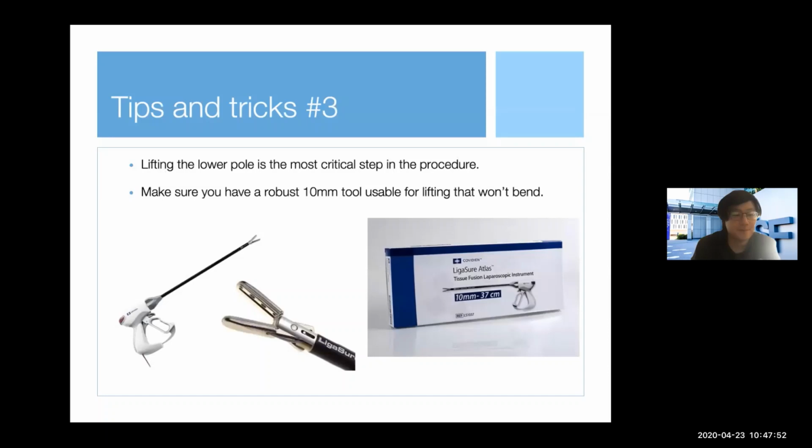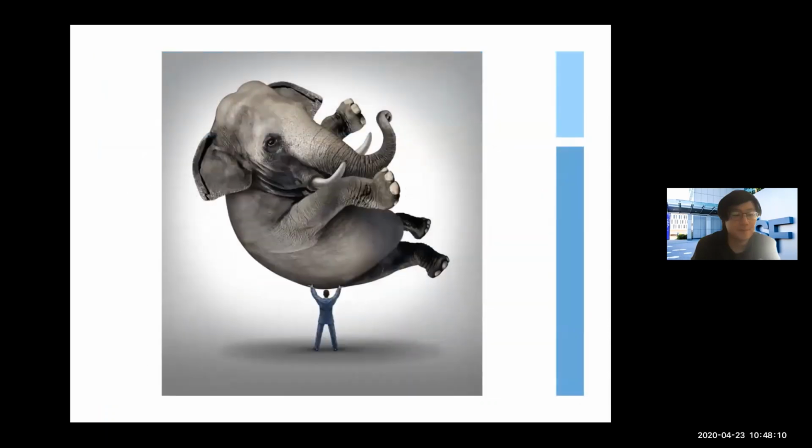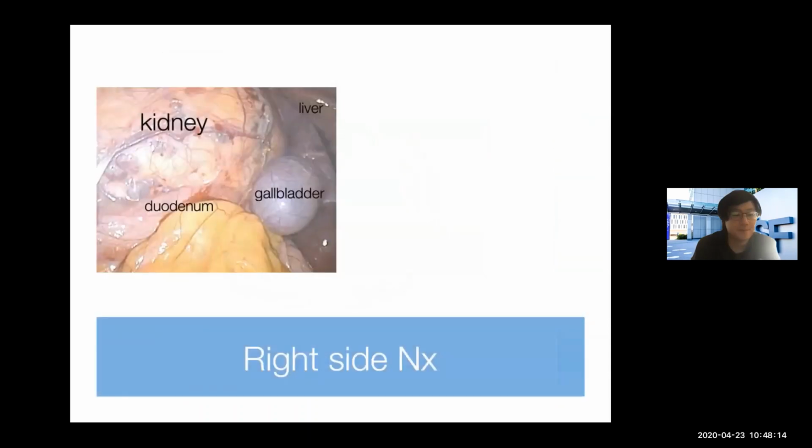Lifting the lower pole is one of the most critical portions of this procedure, so having a good instrument to do that is helpful. This is the COVIDIEN Atlas. It's just a 10mm, very nice blunt instrument. It's good for energy use, but also very good for lifting. Usually a 10mm instrument will be better for this than a 5mm instrument because you really are kind of lifting an elephant in some of these cases. So just a little bit of technical stuff.